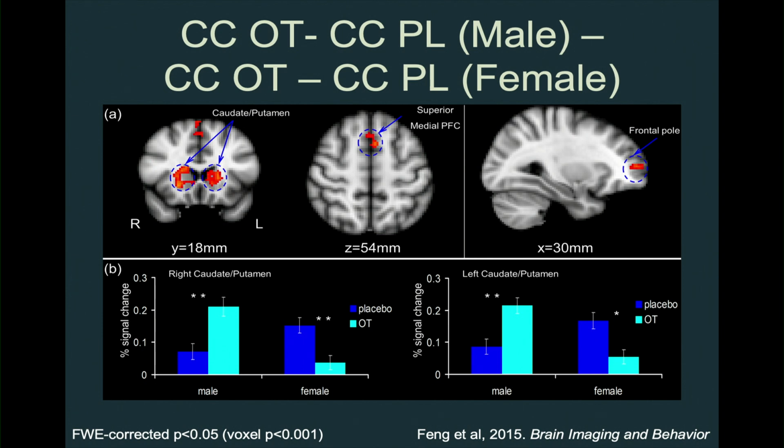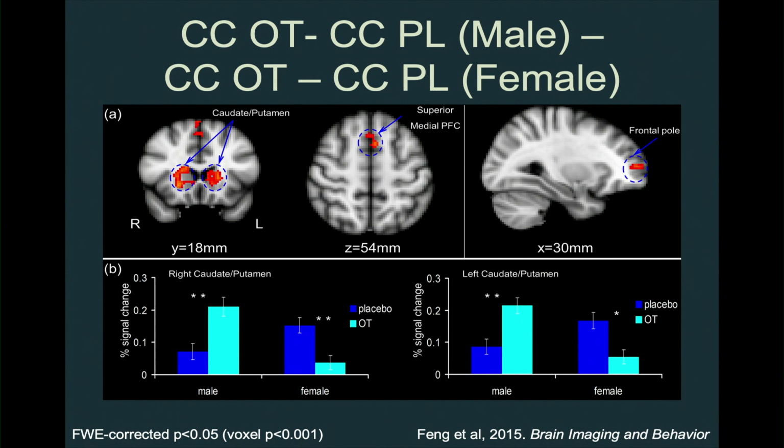Here in the caudate and then putamen, we see that in the placebo group, women have a stronger response than men do. But if we give men oxytocin, we boost them up to the level of women in the placebo group. And then, sort of unexpectedly, if we give women oxytocin, rather than boosting them up further, we decrease them back down to the level of men in the placebo group.